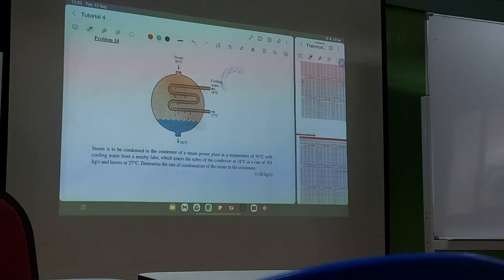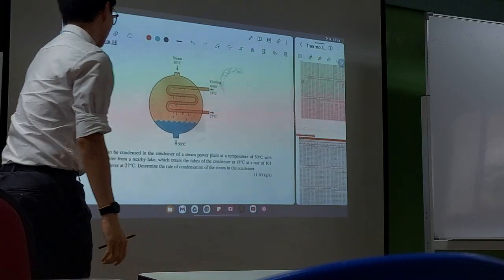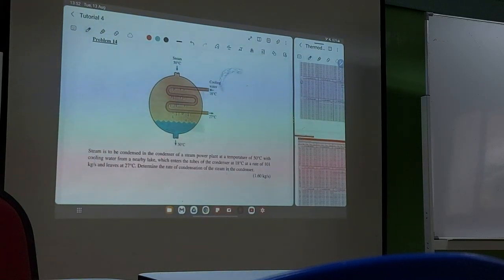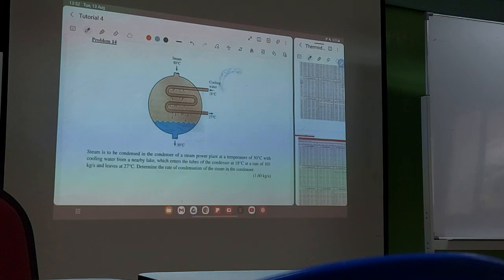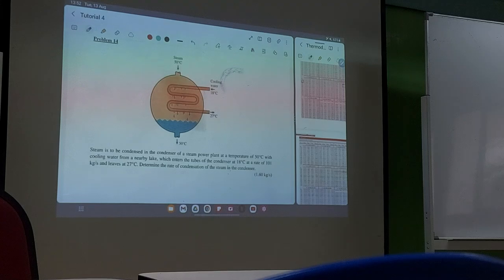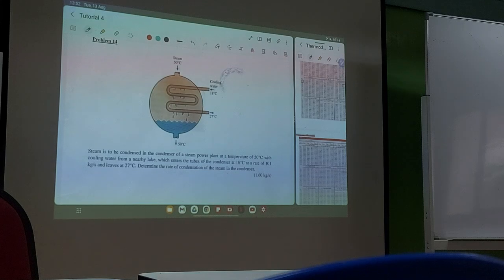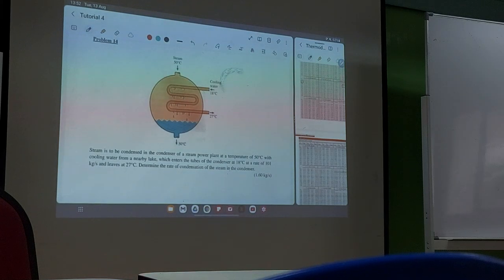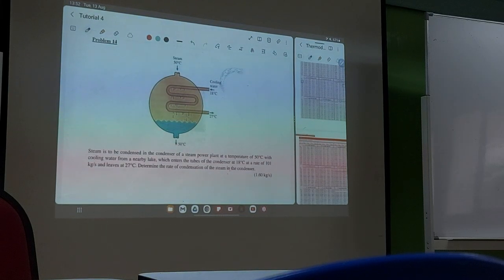The main method is still the same. Okay, so we look at this one. Steam is to be condensed in the condenser of a steam power plant at a temperature of 50 degrees Celsius with cooling water from a nearby lake, which enters the tubes of the condenser at 18 degrees Celsius at a rate of 101 kilograms per second and leaves at 27 degrees Celsius. You need to determine the rate of condensation of the steam in the condenser.